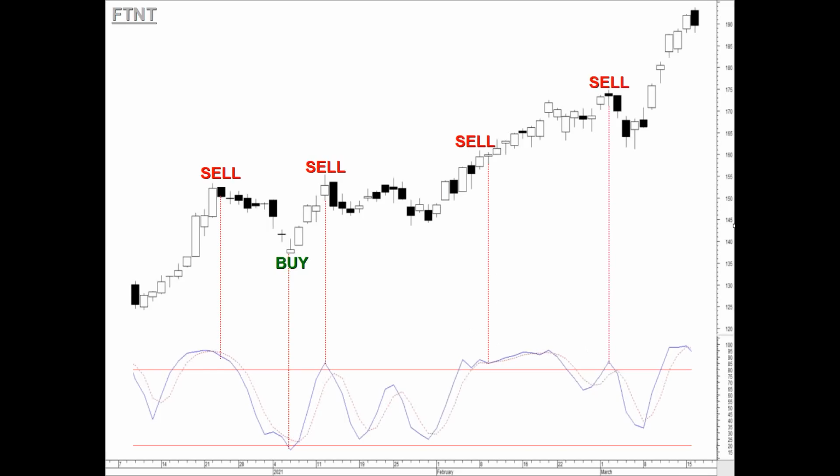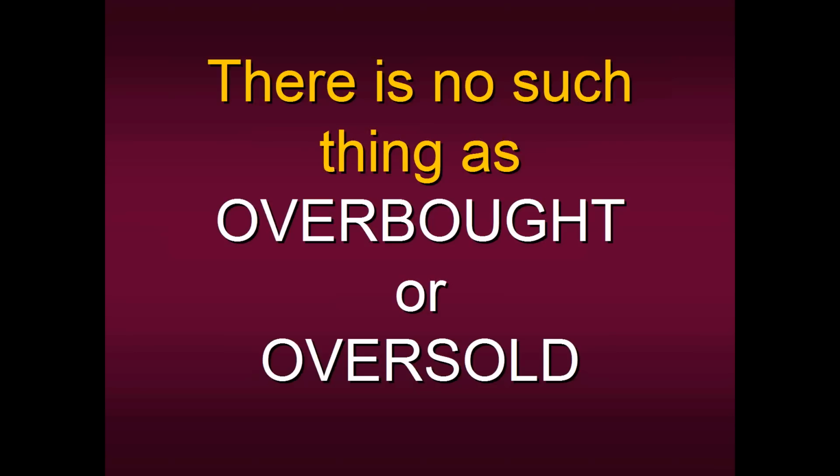And they taught me some amazing things that really were able to turn my concept and belief about tops and bottoms around. And this is what I want to instill in you today. This is one of the first things they shared with me. They said, Steve, there is no such thing as overbought or oversold. Now that goes against everything, entirely everything we've been taught.